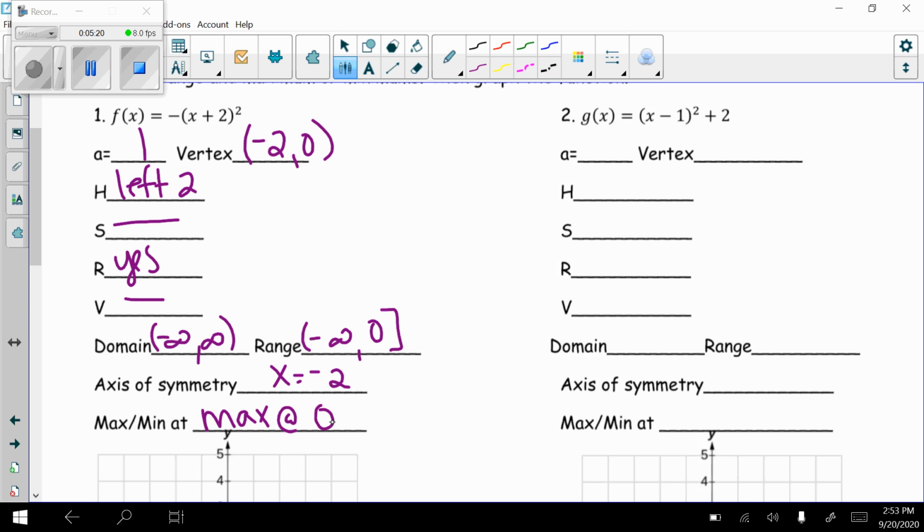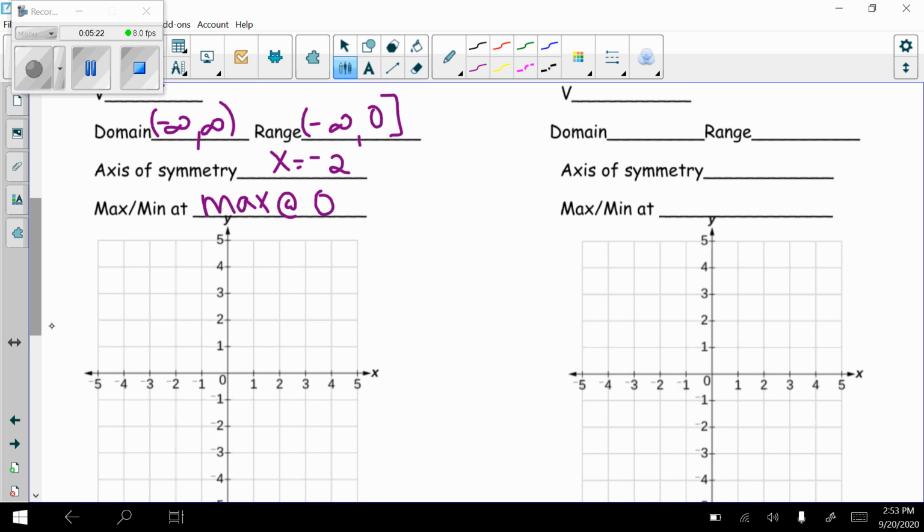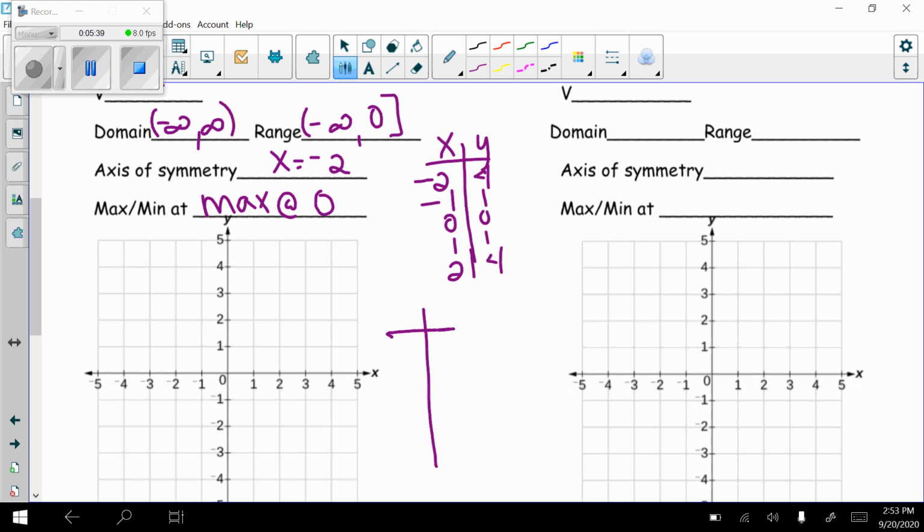So now we want to graph it. Remember that all of our graphs, all of our HSRVs, we start with the parent function. Table of values, negative 2, negative 1, 0, 1, and 2. So then 4, 1, 0, 1, and 4. So our new one here that we're going to graph, what's inside parentheses is the only thing that affects the x. So it was x plus 2, so it comes out x minus 2. I had a negative out in front, so I'm just going to have a negative y.